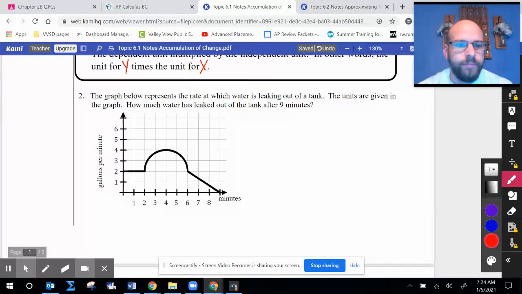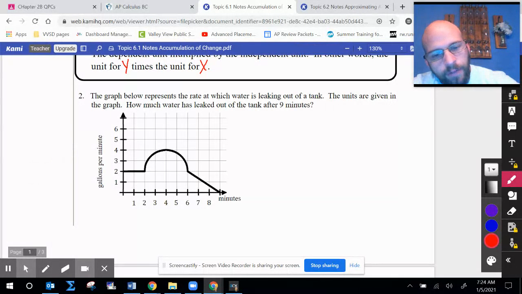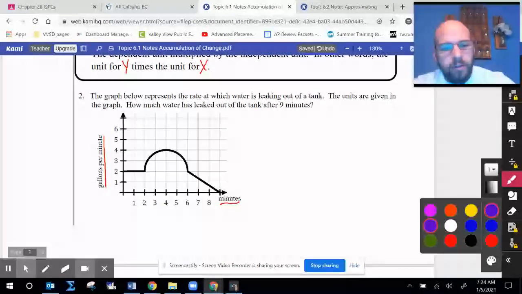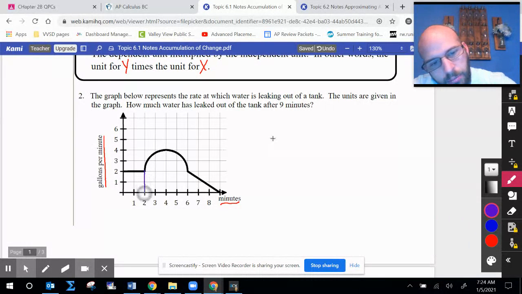So take a look at this graph. It says the graph below represents the rate at which water is leaking out of a tank. You're going to see a lot of problems that deal with water leaking out. I guess it's just an easy application for people to use. The units are given in the graph. How much water has leaked out of the tank after 9 minutes? I want to find the area under this curve, because this is a rate of change. If you do gallons per minute times minutes, that would just give you gallons. So I'm going to find the area under this curve, and break this up into chunks to make it easier on myself.